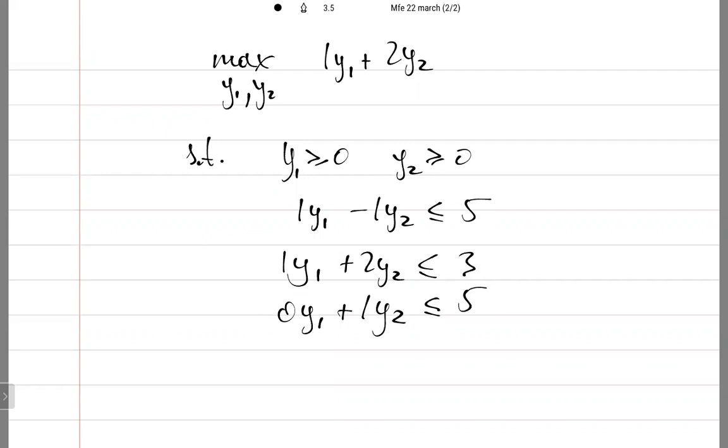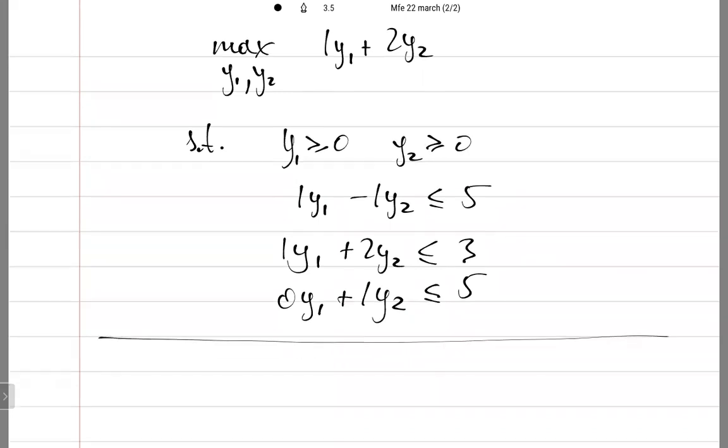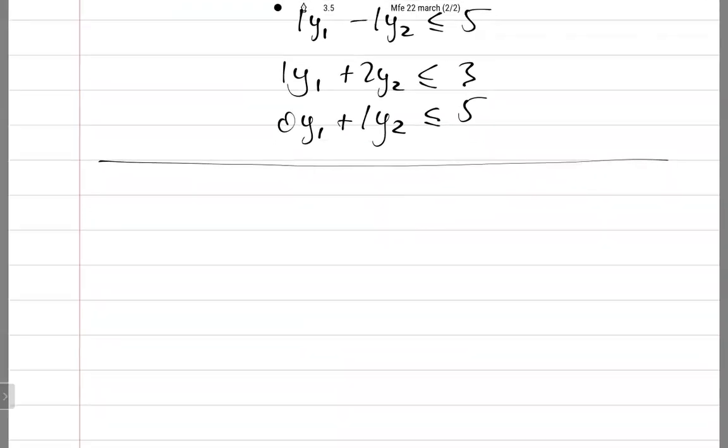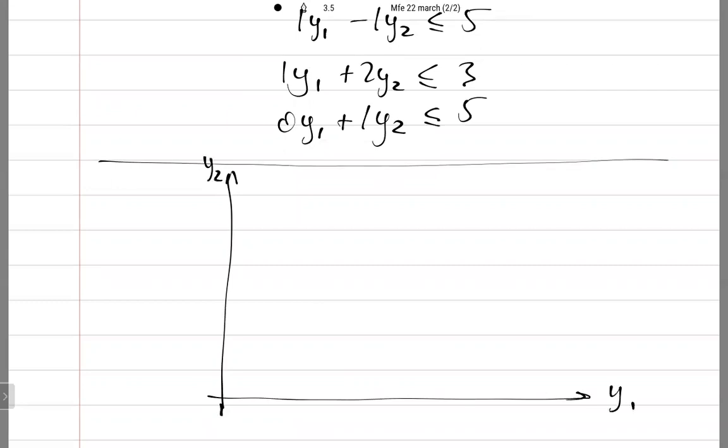Okay, now what's the advantage of the dual problem? The only advantage is that we can solve it graphically. That's a huge advantage. We can solve it graphically. Okay, let's draw all the constraints. We work in the first quadrant, with axes y1 and y2.